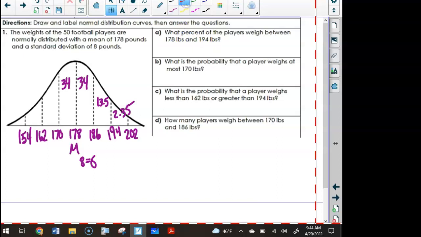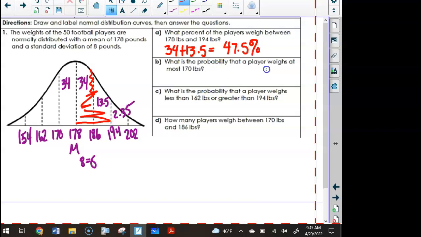What is the percent of players between 178 and 194, guys? So if this was a quiz question, I actually have one where I ask you to shade that area. So you would shade this area in here for question A, okay? And then you would just add up the 34 and 13.5 and say that is 47.5%, because it asked for percent.